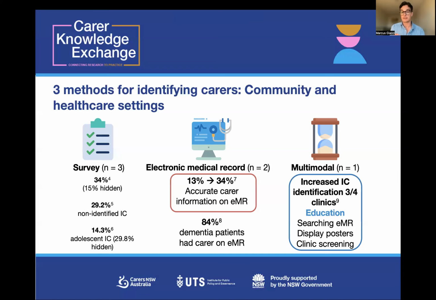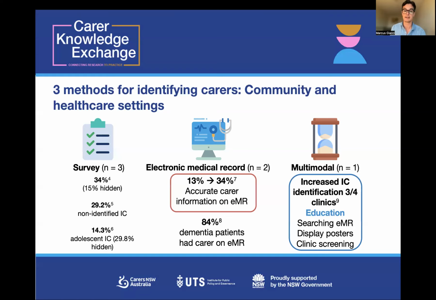An improvement in informal carer identification was also seen in a study which was investigating methods for improving the accuracy of carer information held on electronic medical records at an inpatient cancer service on the Central Coast. And this study is in the red box. So over the duration of the study, which consisted of an electronic medical record audit, there was an increase in accurate information from 13% to 34%, which the authors attributed to, in part, a general increase in clinician awareness about informal carers.